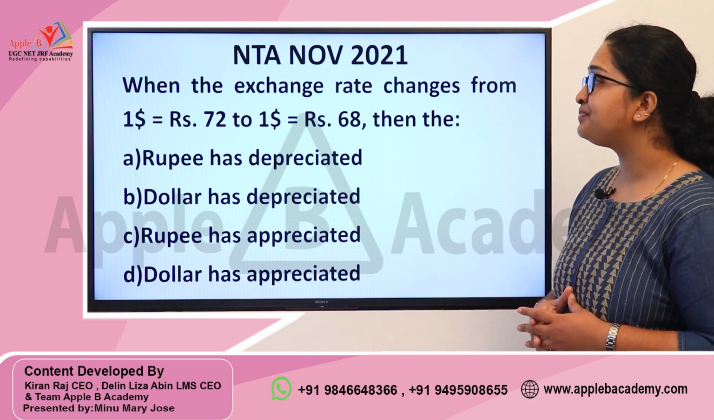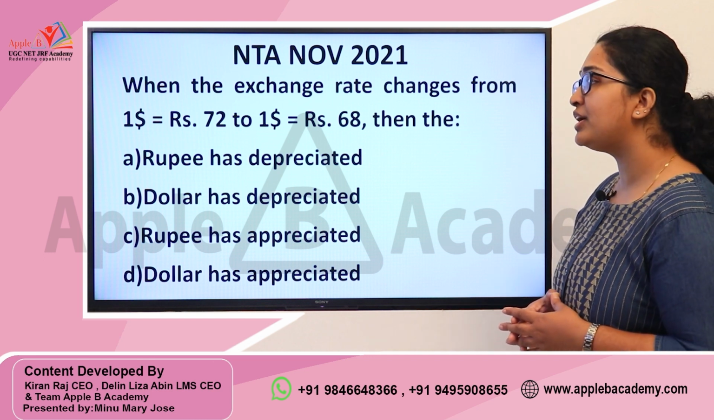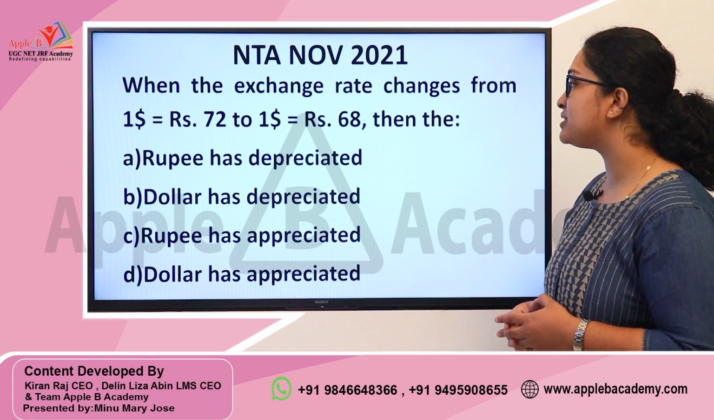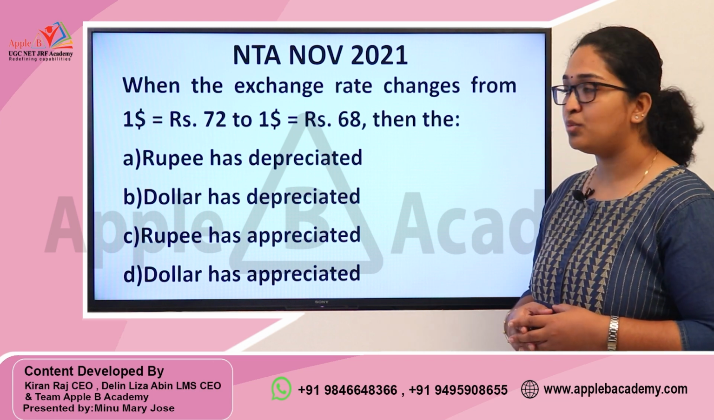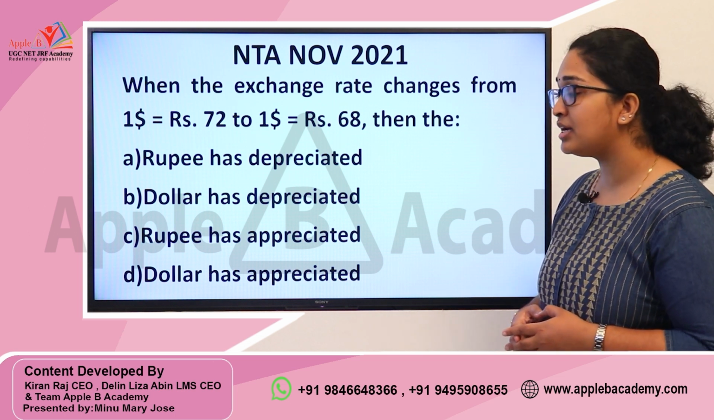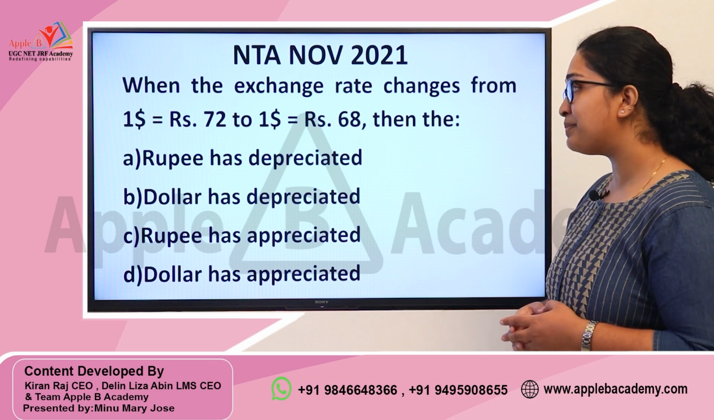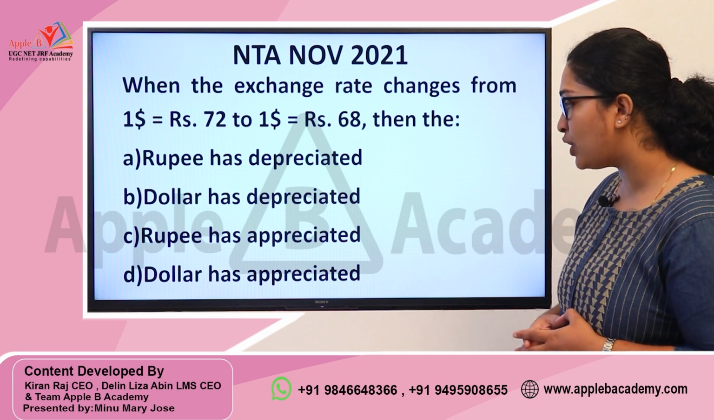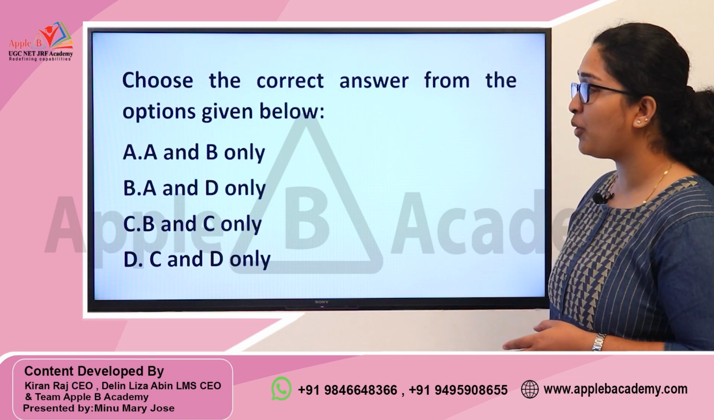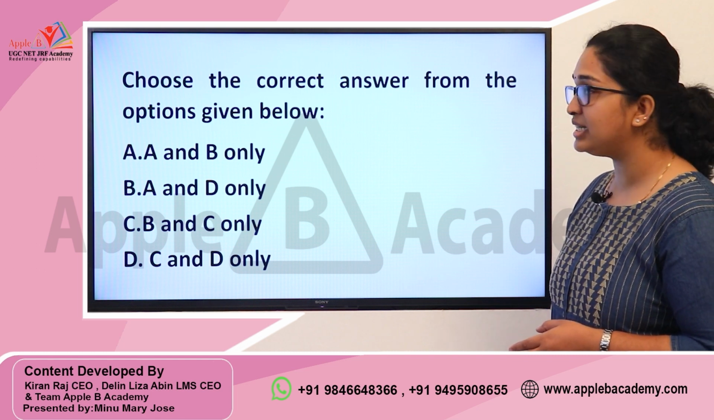Now, the final question, that is from the recent exam in November 2021, the December-June cycles. The question is, when the exchange rate changes from $1 equal to rupees 72 to $1 equal to rupees 68, then what does that mean? Option A is rupee has depreciated, B is dollar has depreciated, C is rupee has appreciated, D is dollar has appreciated. And we have to choose from the options given below: A, B; A, D; B, C; and C, D.